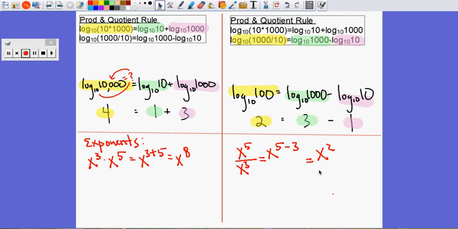Let me move this right here to the center more so, like that. It should look like that, and this equal sign should be right here.